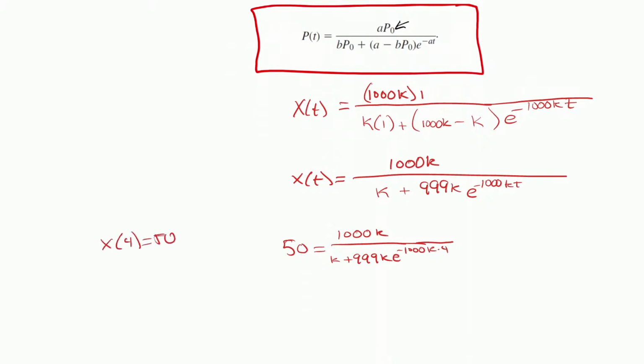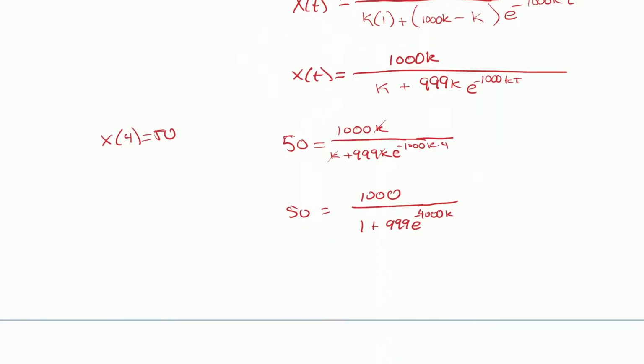Oh, we only have 5 minutes. Or do we have fewer than that? Oh, we have 2 minutes. Okay, here, look. You can cancel the k so that you get 50 is equal to 1000 over 1 plus 999 e to the negative 4000k. I hope you can see that it's nice, you could isolate the e to the negative 4000k and solve for k, which I don't have time to do.